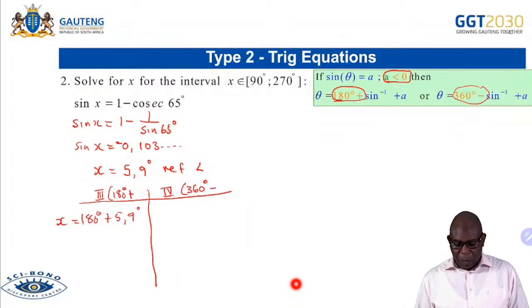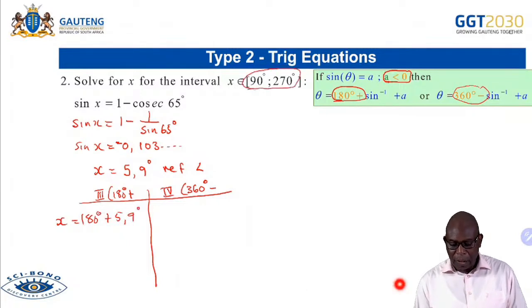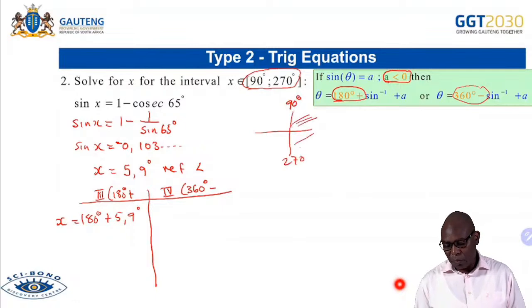But now I have a problem. My solution must be between 90 and 270. Which means that my solution cannot be here, cannot be there. So my solution will be there and there. But here it cannot be. Why? It is because the sign is positive in this quadrant. So meaning that my only answer will be 180 plus 5.9.